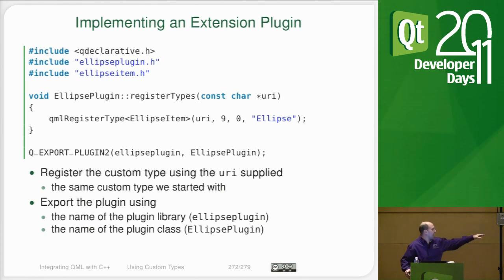Now, to be entirely accurate, we should really have two registers. We should register ellipse item and register our style item. And we have to use the magic export plugin 2. Just like every other plugin, this is going to expand to some C symbols that Qt is going to use to go fishing in the shared object to get your entry point to call register types.